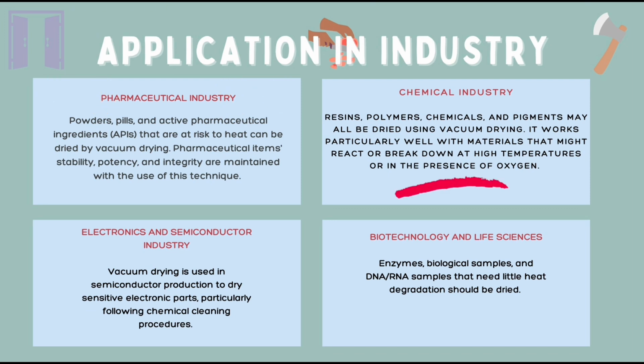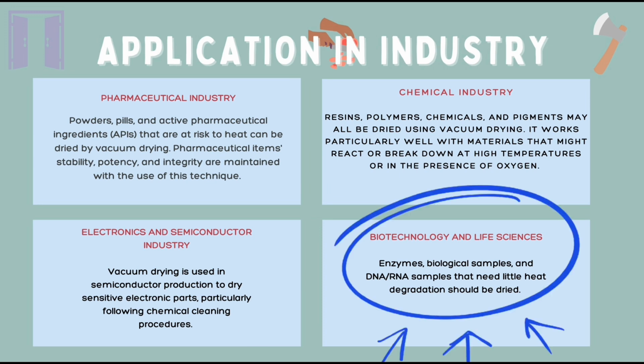Secondly, chemical industry. Resins, polymers, chemicals, and pigments may all be dried using vacuum drying. It works particularly well with materials that may react or break down at high temperature or in the presence of oxygen. Next, electronic and semiconductor industry. Vacuum drying is used in semiconductor production to dry sensitive electronic parts, particularly following chemical cleaning procedures. Lastly, biotechnology and life science. Enzymes, biological samples, and DNA or RNA samples that need little heat degradation should be dried this way.